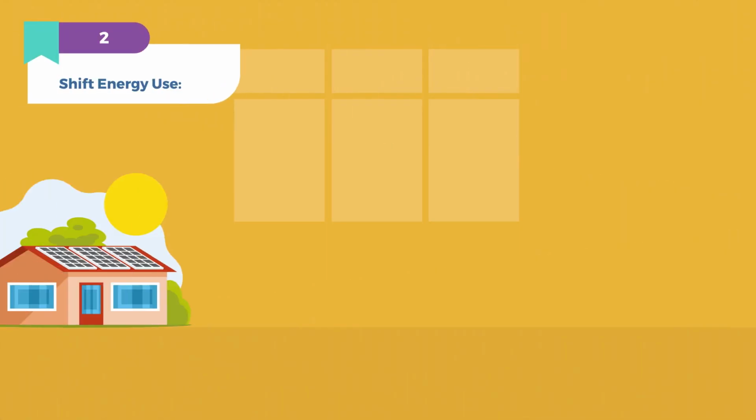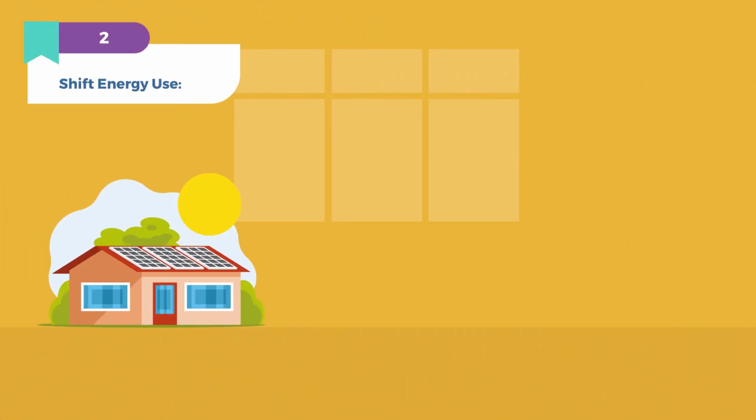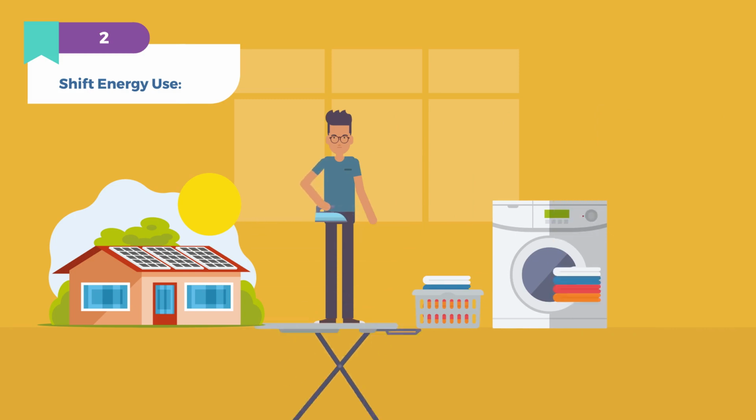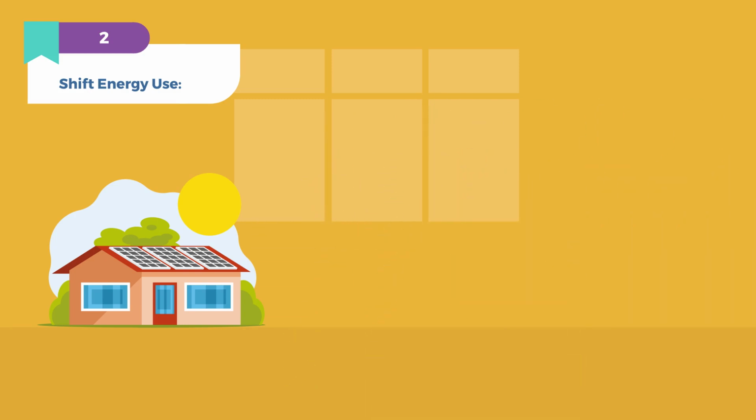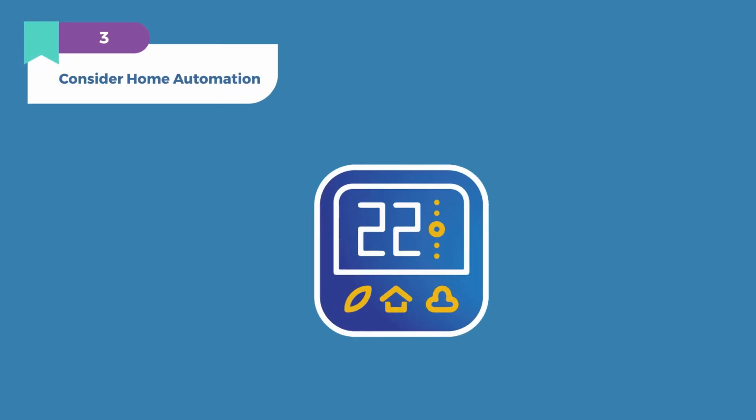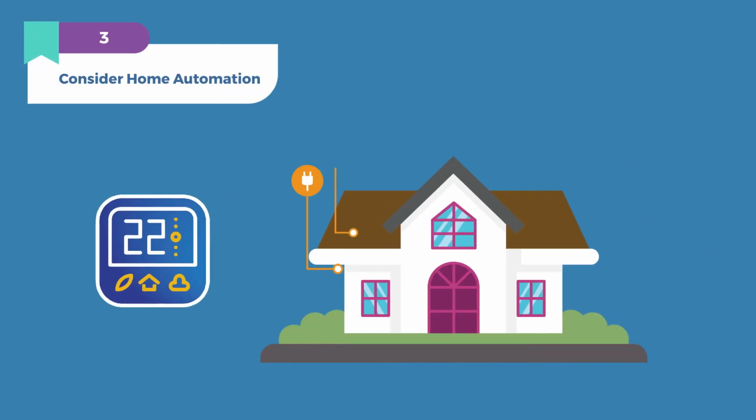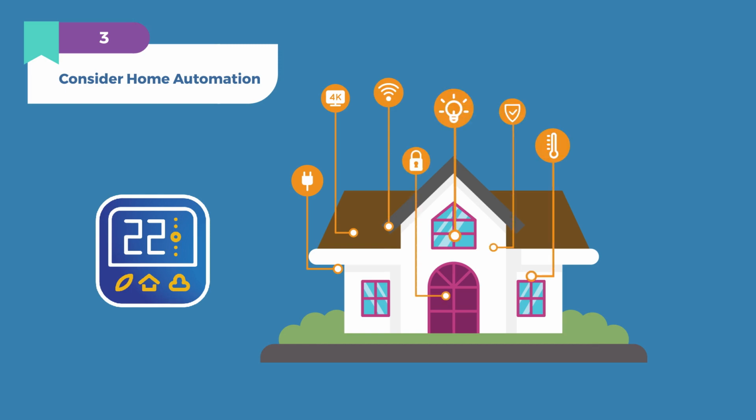Number 2. Shift energy use. Plan your energy-intensive activities, such as laundry, cooking, and running major appliances, during off-peak hours whenever possible. Consider home automation. Smart thermostats and home automation systems can help you automatically schedule energy use during off-peak hours.